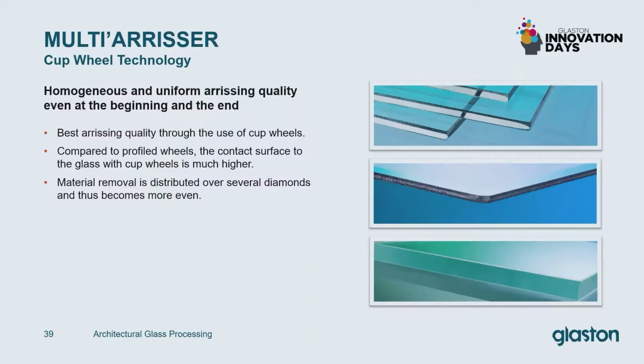Homogeneous and uniform arising quality, even at the beginning and the end at the corner. Best arising quality by using the cup wheels, which we can see in the picture on the right side. Compared to profiled wheels, the contact surface to the glass with cup wheels is much higher. Material removal is distributed over several diamonds and thus becomes more even, more uniform, more regular.